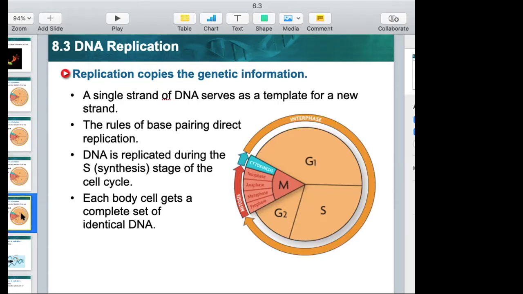And each new body cell gets a complete set of DNA, an exact copy. So every cell in your body has the same exact DNA. And it's done through mitosis. Yeah, Lucy? So why does every single cell in your body need the full set of DNA?